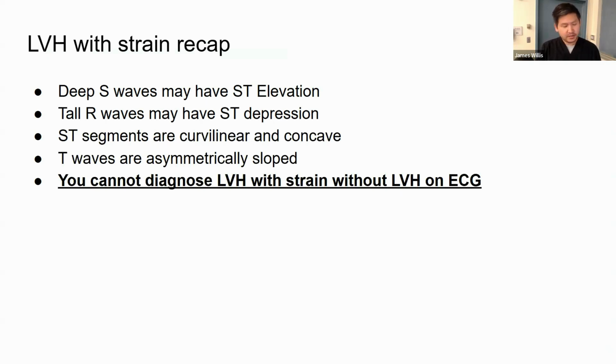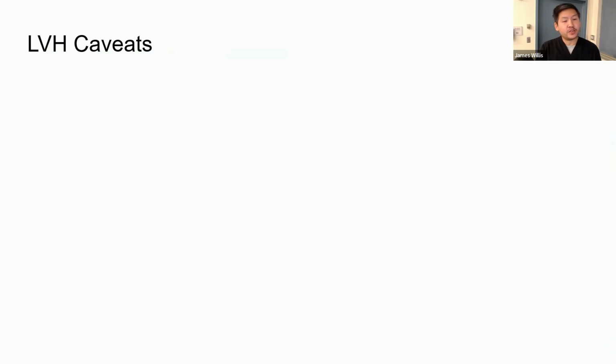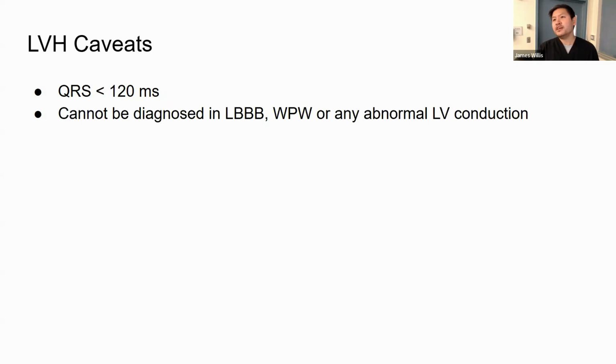It's probably ischemia. Some caveats: your QRS has to be less than 120 milliseconds. If it's greater, then you start thinking about a left bundle. You can't diagnose LVH in the left bundle because the conduction in the left bundle is atypical. You go down your right side and then you have cell to cell depolarization on your left. So it doesn't go through the traditional depolarization through the bundle of His to your left bundle to your left anterior fascicle or your left posterior fascicle. So you can't diagnose in left bundle.